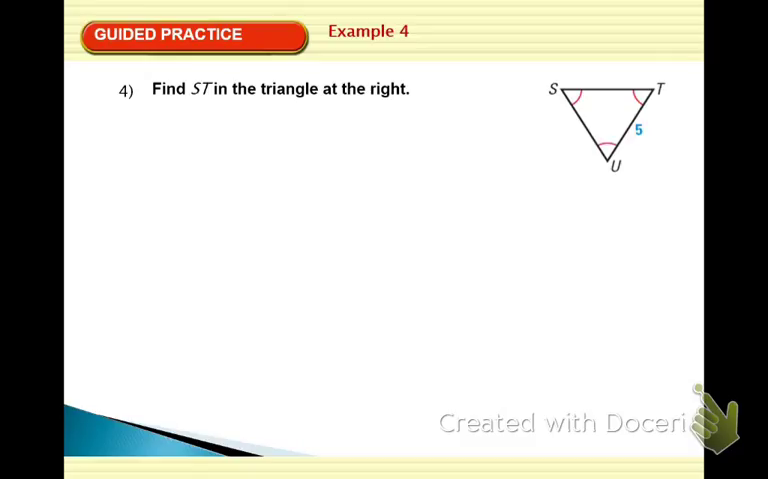Find ST in the triangle at the right. Okay, so this triangle is equiangular. All the angles are the same. So we know all the sides are going to be the same. So if UT is 5, we know ST is 5. That's my solution.